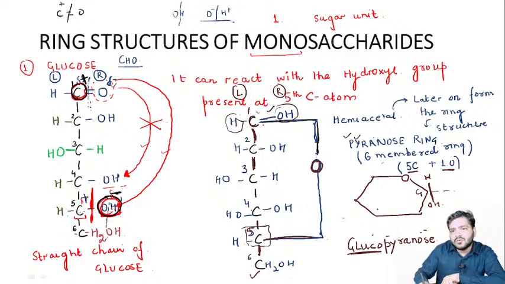Coming on to the C2 carbon. Now in C2, you can very well see OH is on the right side, that will come down, and H is on the left side, that will come up. Coming on to the third carbon, बच्चे.